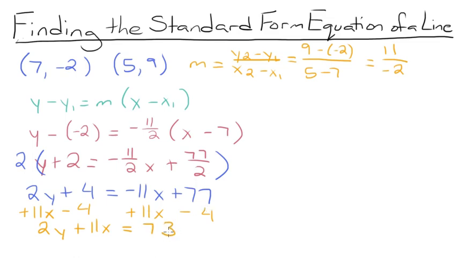Last but not least, we have to flip the 2 terms on the left side of the equation using the commutative property of addition. So that will give us 11x plus 2y equals 73. And that's our answer. I hope that this video on finding the standard form equation of a line was helpful.